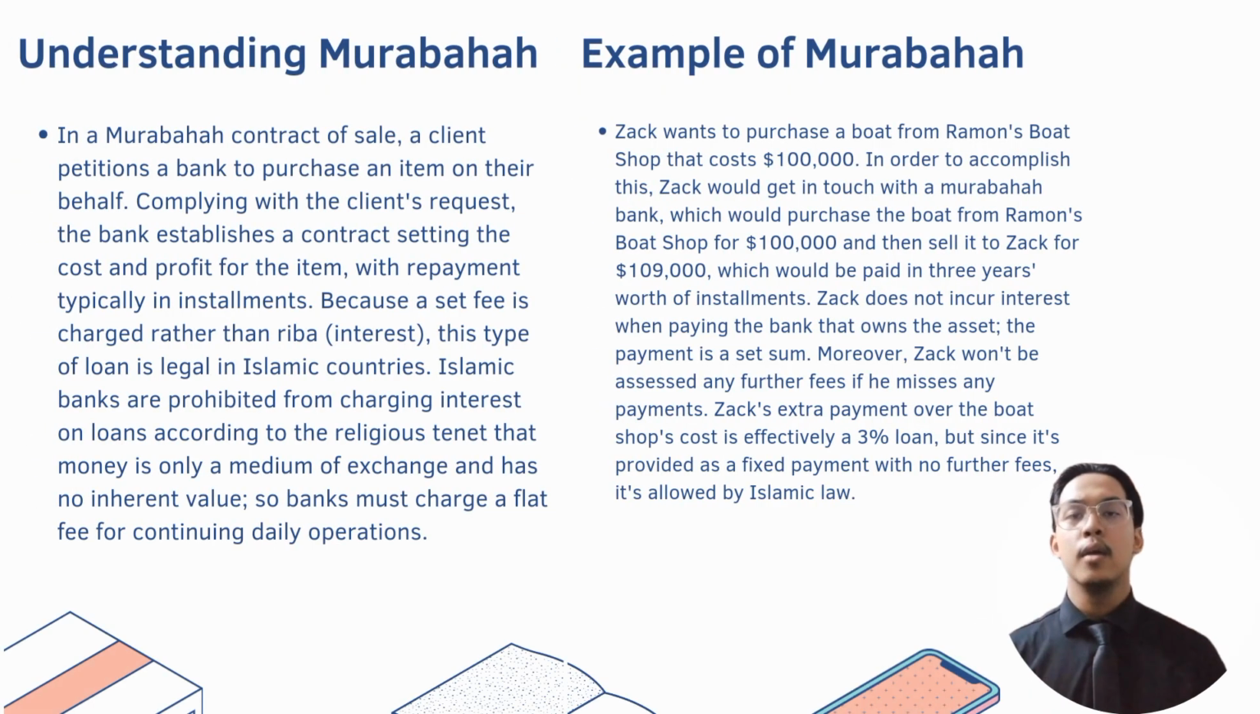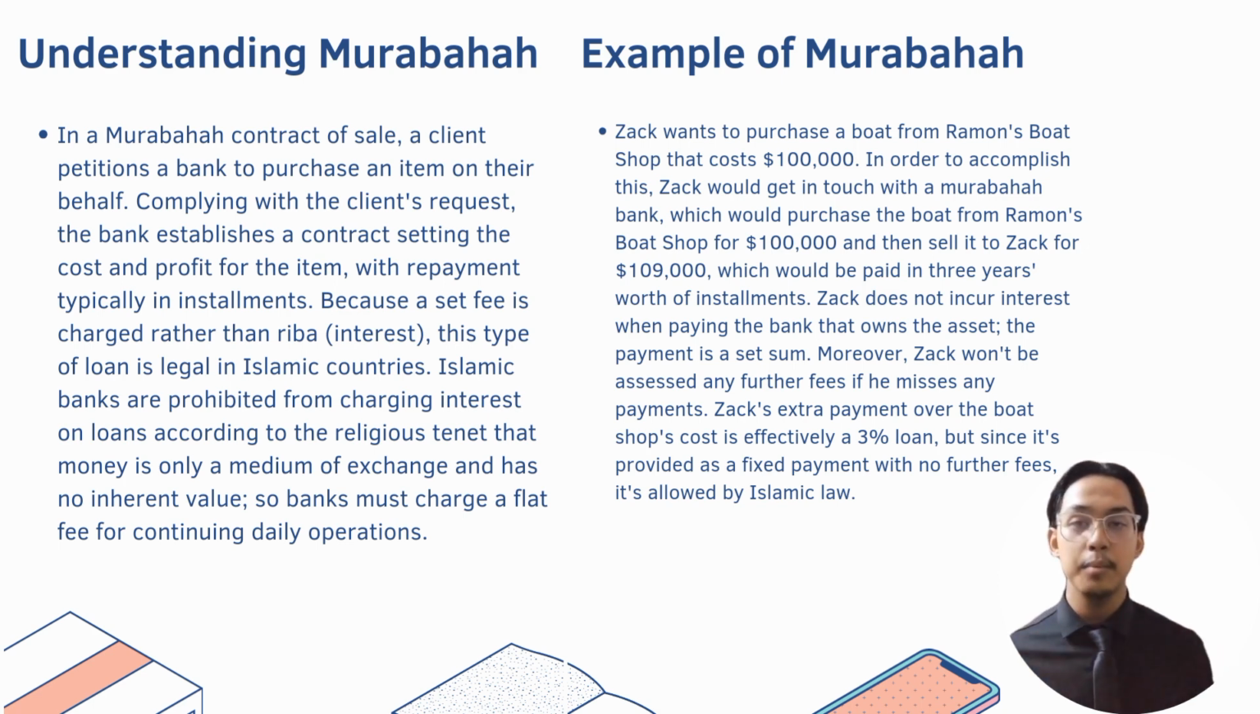So, to understand Murabaha, in a Murabaha contract of sale, a client petitions a bank to purchase an item on their behalf. Complying with the client's request, the bank establishes a contract setting the cost and profit for the item, with repayment typically in installments, because a set fee is charged rather than riba, also known as interest. This type of loan is illegal in Islamic countries. Islamic banks are prohibited from charging interest on loans, according to the religious tenet that money is only a medium of exchange and has no inherent value. So banks must charge a flat fee for continuing daily operations.